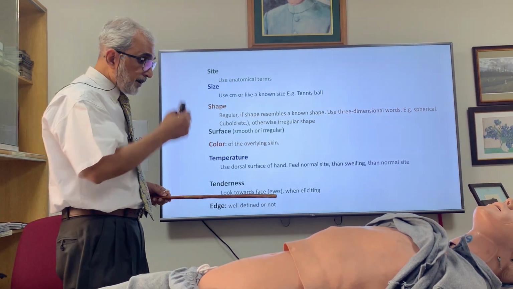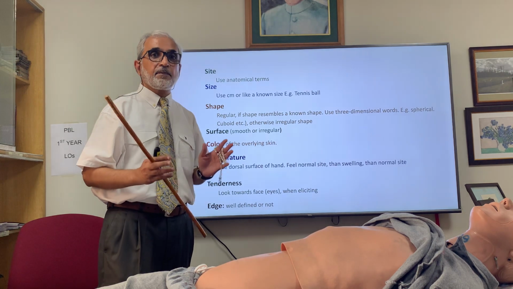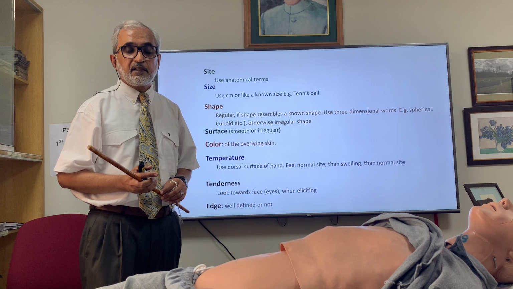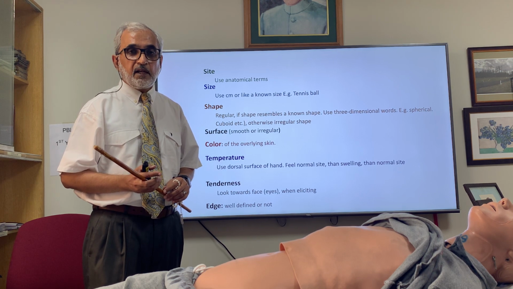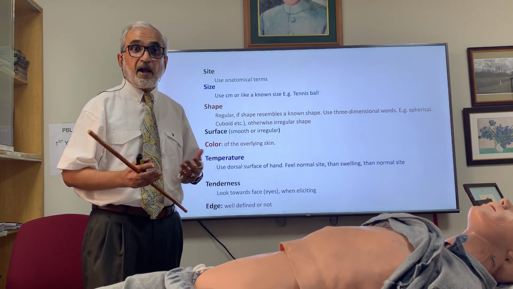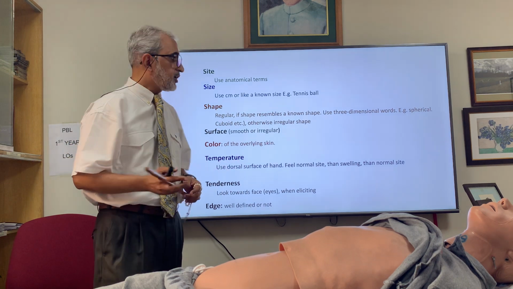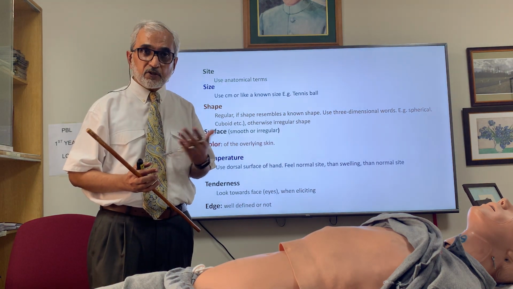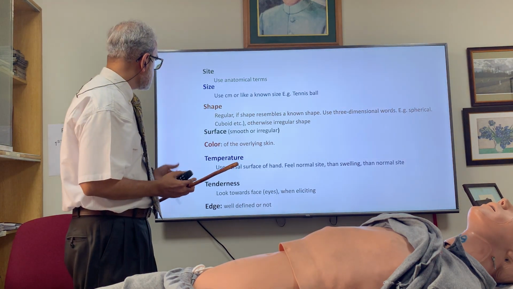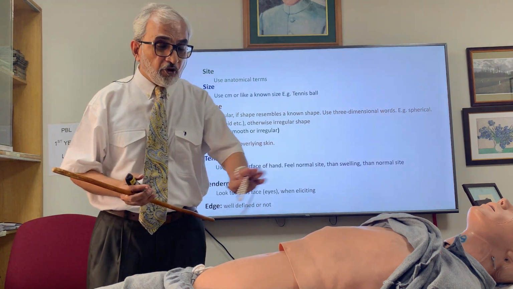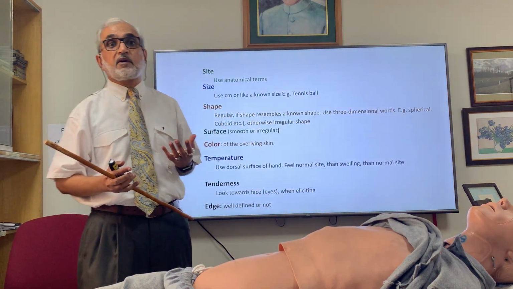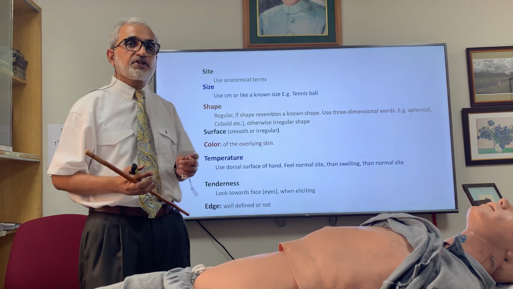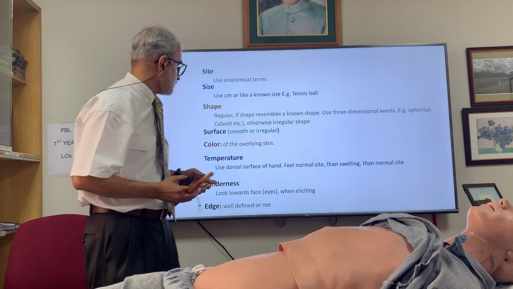Shape. Shape is said to be regular if it resembles something. If it doesn't resemble something, then it is an irregular shape. The regular shapes could be spherical, hemispherical, cuboid, etc. Similarly, surface is either smooth, or if it's not smooth, it is irregular. Color is of the overlying skin, because obviously the swelling is covered by something and doesn't have its own color. For temperature, we are talking about the temperature of the skin overlying the swelling.